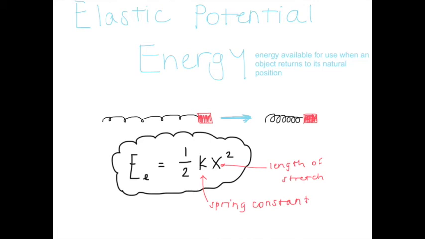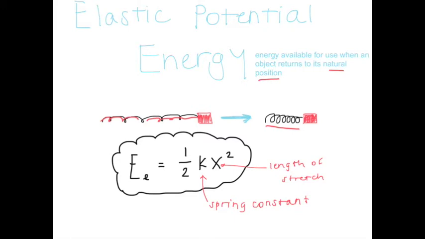Another type of potential energy is elastic potential energy. This is defined as energy available for use when an object returns to its natural position. So let's look at what that means. In this example, we have an object that's being stretched on a spring. The spring in this first diagram is very stretched out. In other words, it's storing lots of potential energy. This energy will be released when the spring is let go back to its natural position in the second drawing.